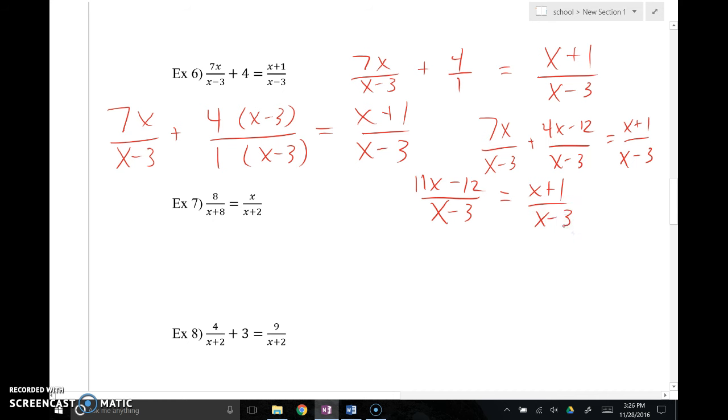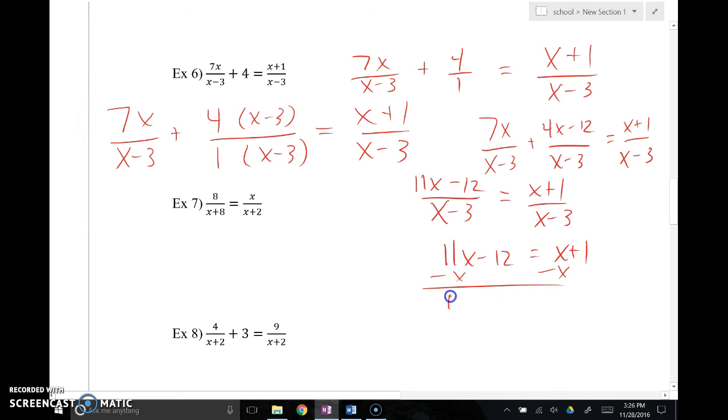And now, with the denominators like they are, I could cross multiply, or I can even recognize the fact that because they have the same denominator, the numerators must be equal. So instead of cross multiplying, I can actually skip that step and say 11x minus 12 is equal to x plus 1. And again, I was able to do that because these two denominators are the exact same. If they weren't, I would have to cross multiply. Got lucky on that one, so now I'm solving.